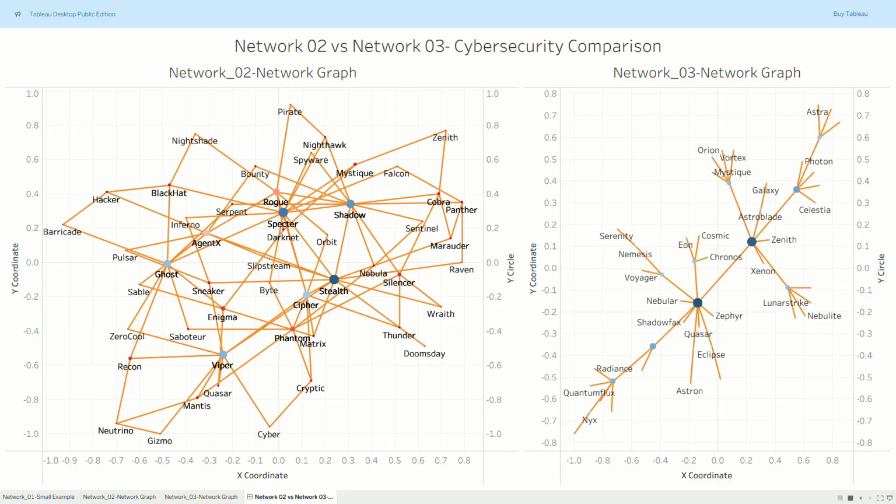My recommendation for this client is to continue monitoring the more connected nodes, but overall, network 2 is stable and resilient.